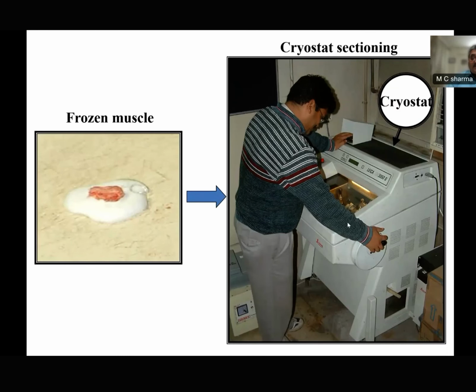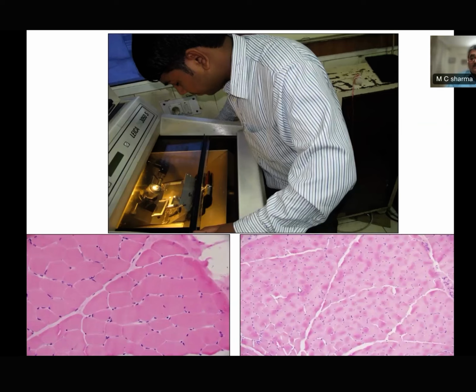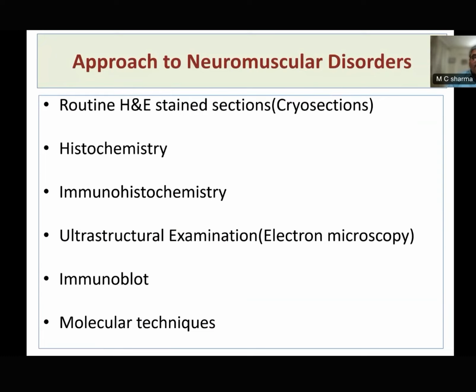Now, after putting it in OCT, where we hold the muscle on the chuck, we cut the sections, and these sections are stored at minus 80 degrees. Some people recommend that minus 40 or minus 35 degrees is enough for storage. But when we take out the sections later, if they are immediately brought out, there are wrinkling artifacts. So one should be very, very careful.